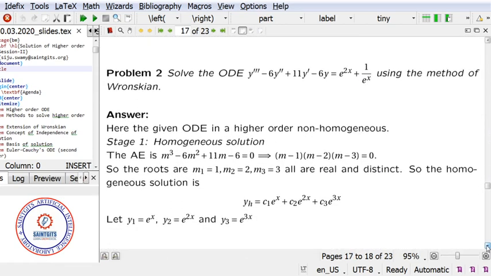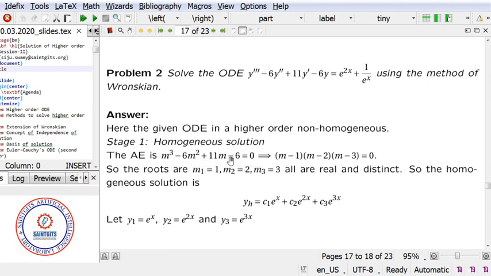As an example, solve the ordinary differential equation y triple dash minus 6y double dash plus 11y dash minus 6y equal to e raised to 2x plus 1 by e raised to x using the method of Wronskian. So the left side is an ordinary differential equation up to third order terms, and therefore it is a higher order ODE. I write down the auxiliary equation corresponding to the left side: m cube minus 6m square plus 11m minus 6 equal to 0.